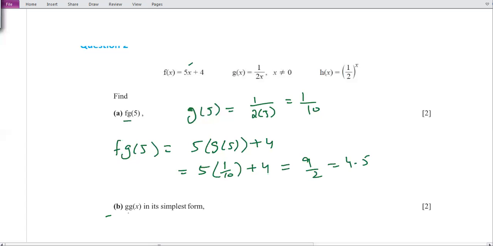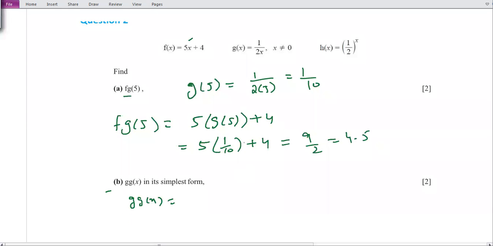Part B is find g of g of x. Okay, we have to find g of g of x. It means put g inside the g. All right, this is your g. So here you have to write g first. It will be 1 over 2 into g of x. Wherever you have x, you will write g of x. That is its meaning. So 1 over 2, now write the value of g of x. It is 1 over 2x.